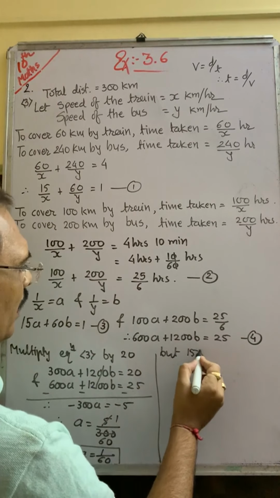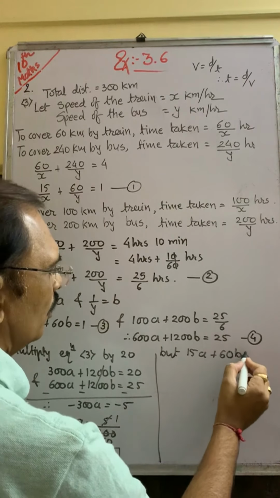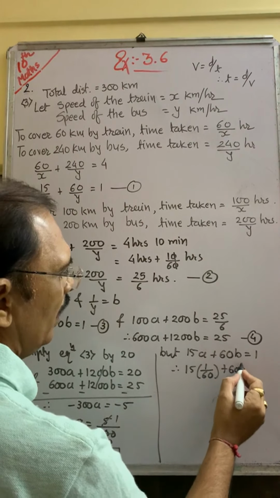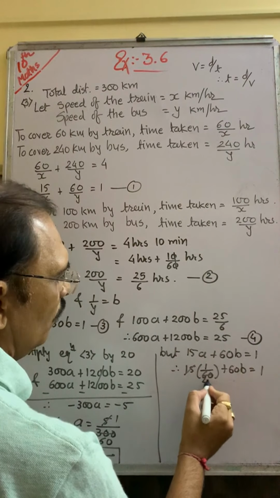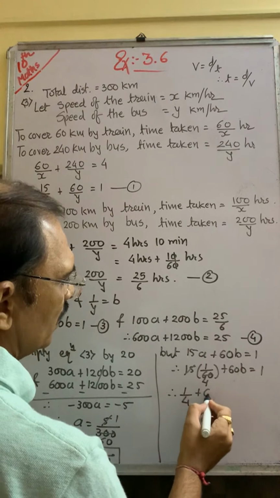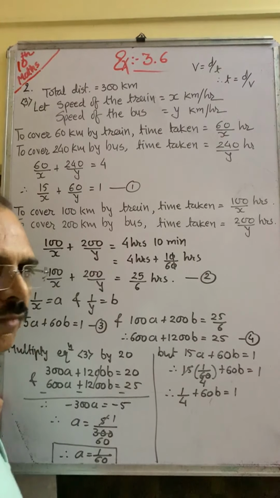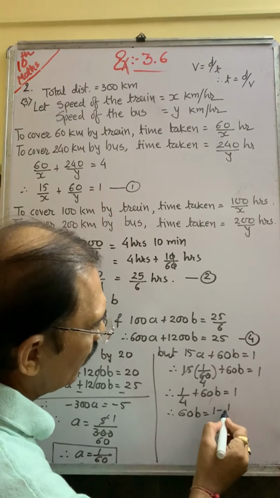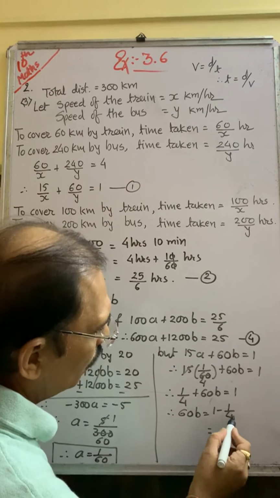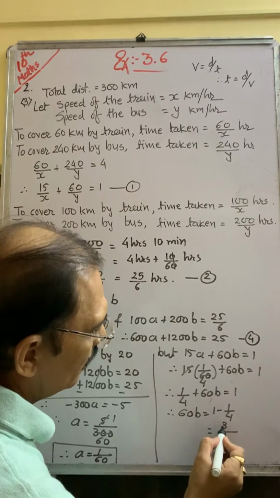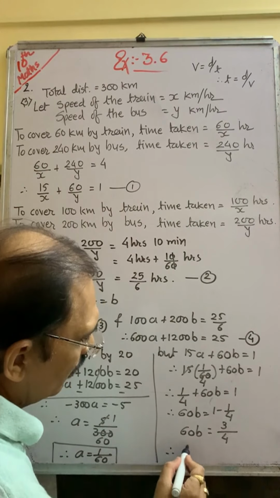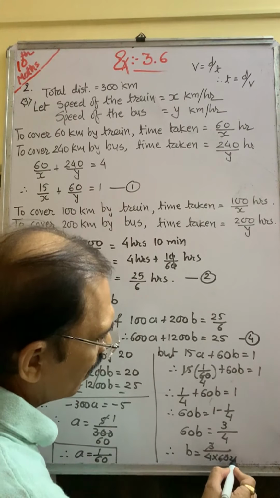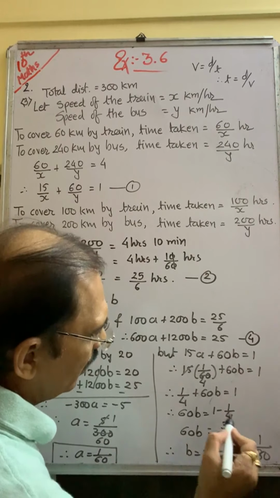But 15a plus 60b equal to 1. 15, a means what? 1 upon 60 plus 60b equal to 1. 15 fours are 60. So 1 upon 4 plus 60b equal to 1. Okay. Take 1 upon 4 other side. 60b equal to 1 minus 1 upon 4. 4 LCM. 4 ones are 4 minus 1, 3. Therefore, b equal to what? 3 upon 4 into 60. 3 20s are 60. So b equal to 1 upon 80.